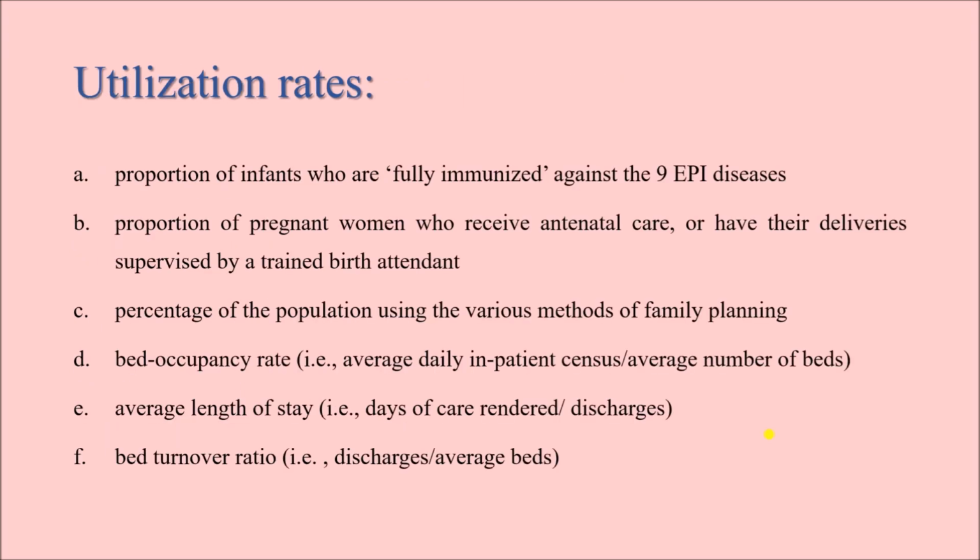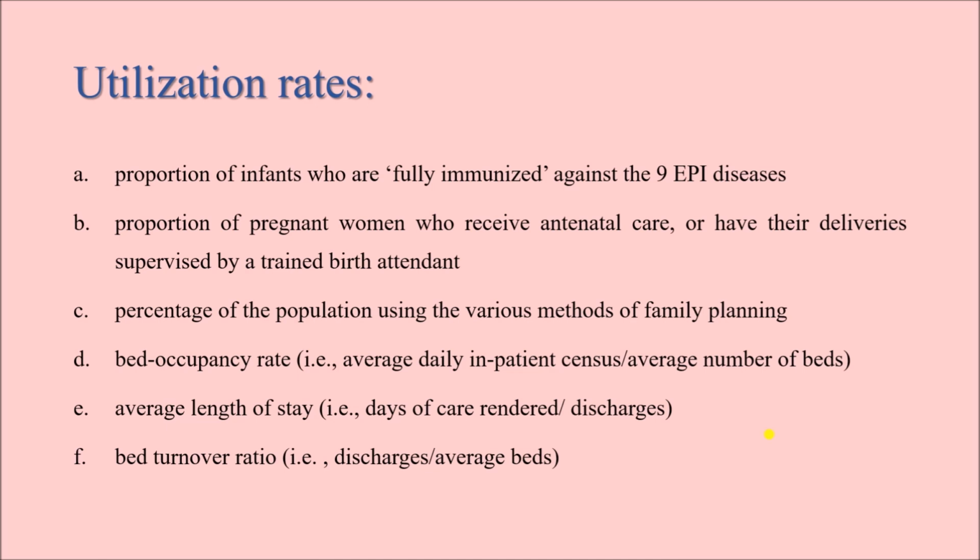Next is utilization rates. We may have different health services available, but whether these health services are being utilized or not, that is another question. So some of the indicators which tell us about whether these services are being utilized or not are like this. Proportion of infants who are fully immunized against the 9 EPI diseases. So all the diseases which can be prevented by vaccination, how many infants are fully immunized with those vaccines. So that is one of the utilization rates.